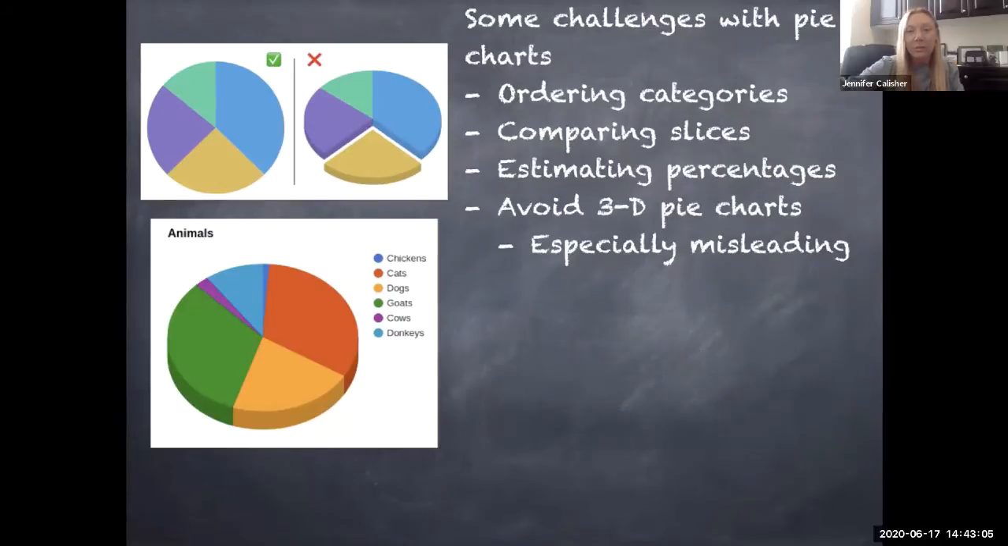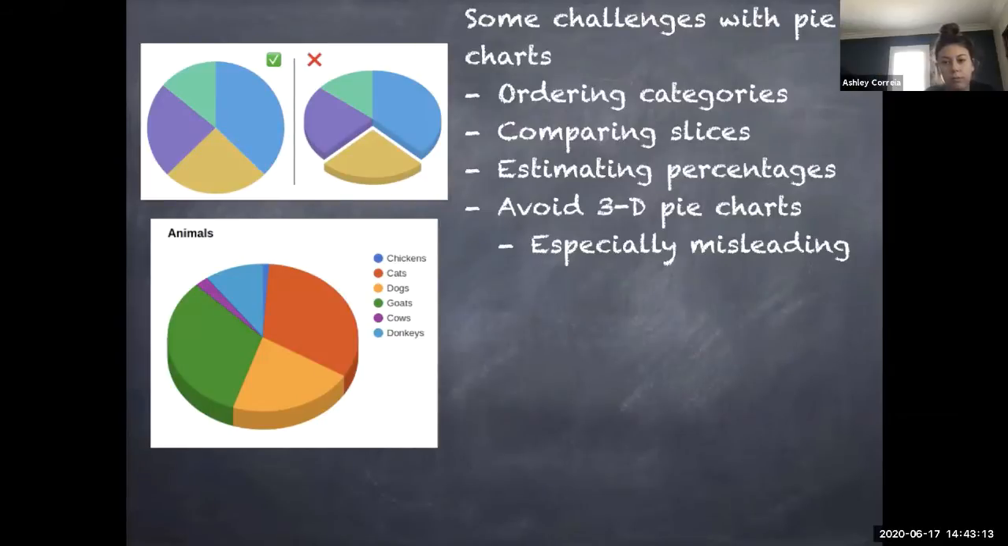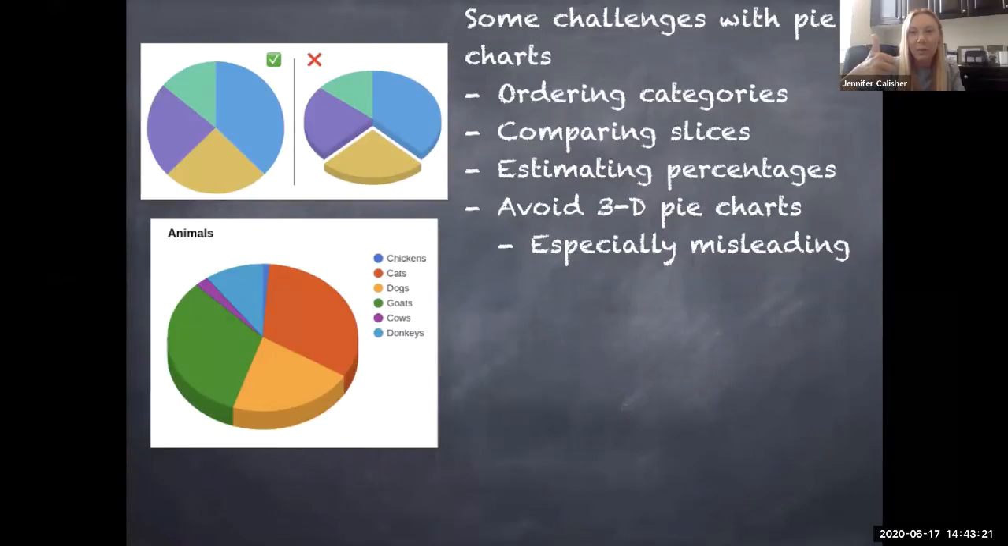What does that last bullet point say? It says avoid 3D pie charts, right? And then it says especially misleading. They're especially misleading. Exactly, because of volume. Perfect. Okay, so any questions on pie charts? We're all doing well?